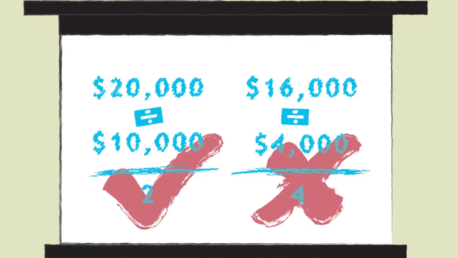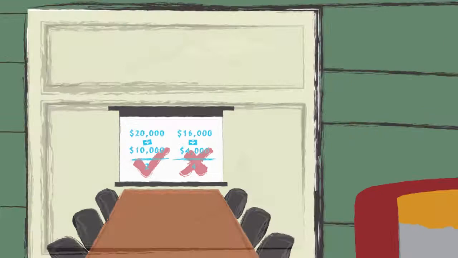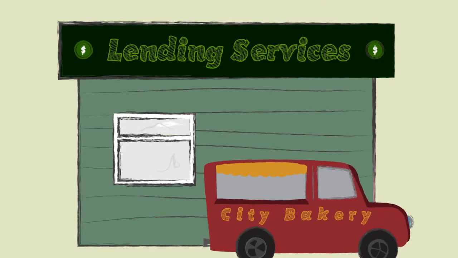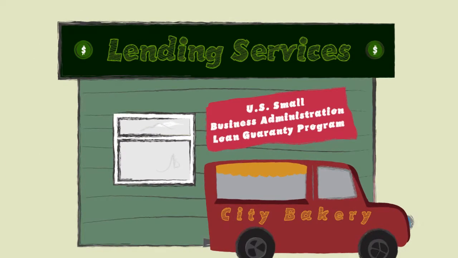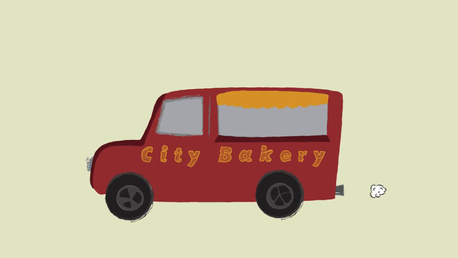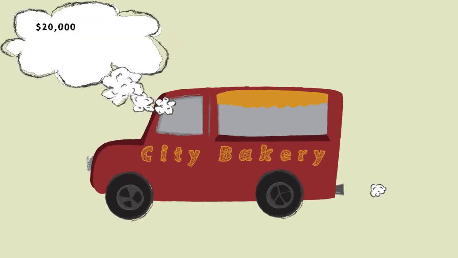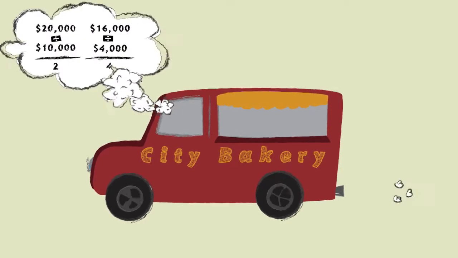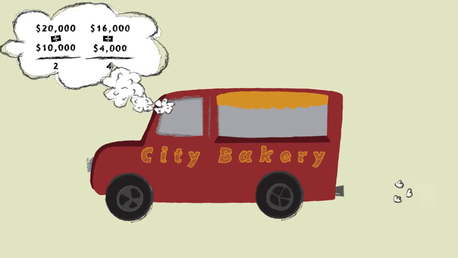Different lenders have different acceptable debt-to-worth ratios. A lender that participates in the U.S. Small Business Administration's Loan Guarantee Program might allow a higher debt-to-worth ratio than one that doesn't, for instance. If you think your business will need a working capital loan, it's smart to research potential options and target ratios before you start discussions with lenders.